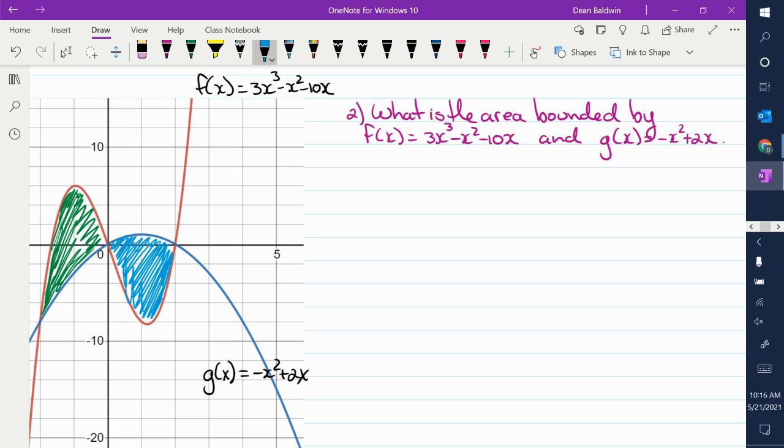Okay. So there's two separate regions. Why is this a trickier question than the one we just did? Other than there's two separate regions, what else happens? Yes, they flip in terms of which one is the top and the bottom.